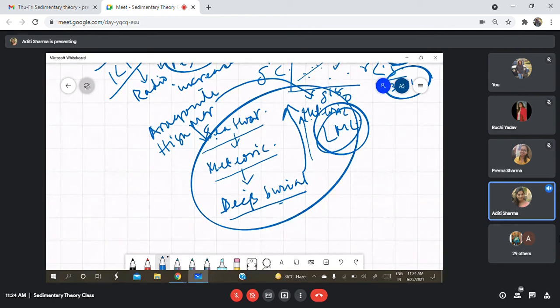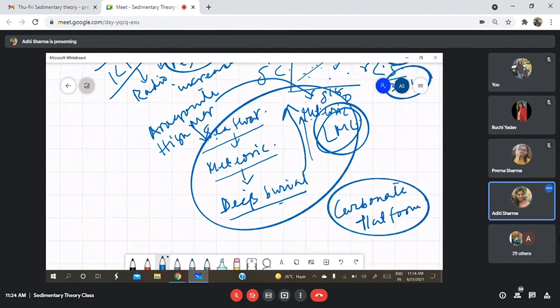Okay, so with this I am ending. I am not going further, because my next topic of carbonate will be carbonate platform geometry, carbonate platform. That I am not starting today. Carbonate platform I will be discussing in the next class. So with this I end the carbonate diagenesis.